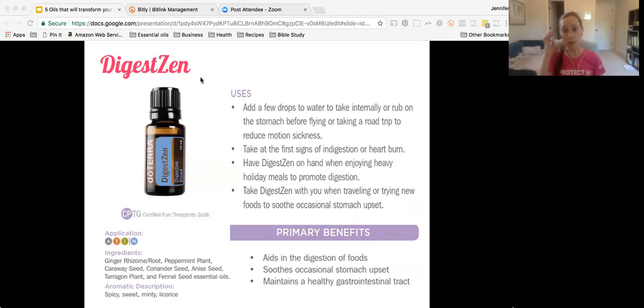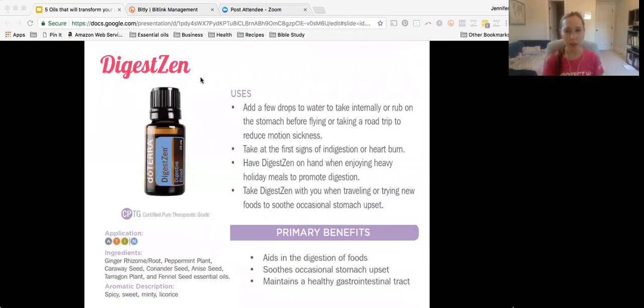Now for adults, you can do the same thing. Rub it on the abdomen, rub it on the bottom of the feet, but adults can also take it internally. And I find that I get really quick relief that way. So I add 1 to 2 drops to a little bit of water, drink it really fast, and it really helps soothe and support whatever it is I'm dealing with.